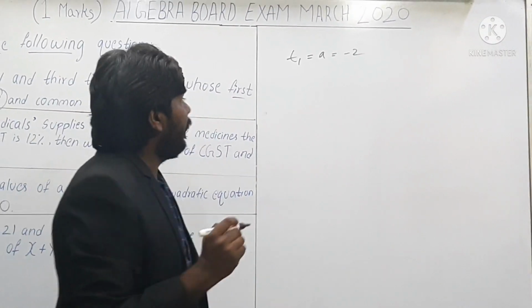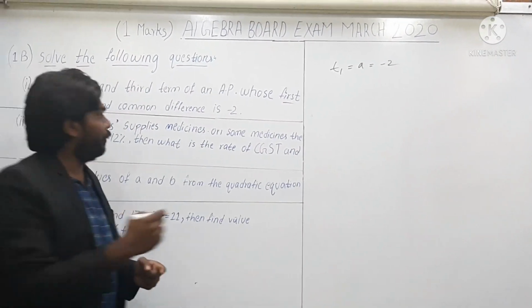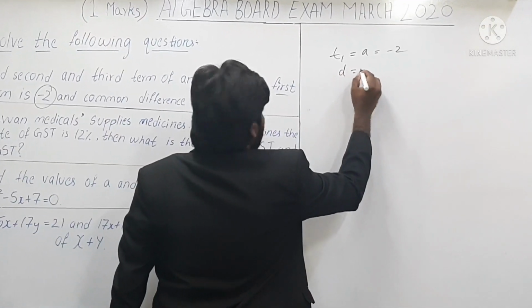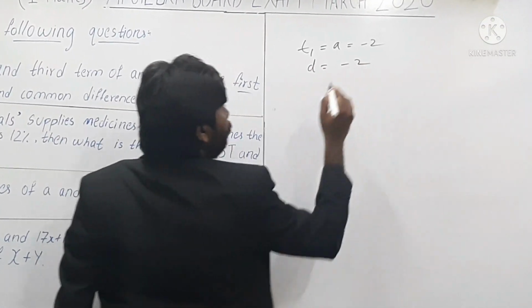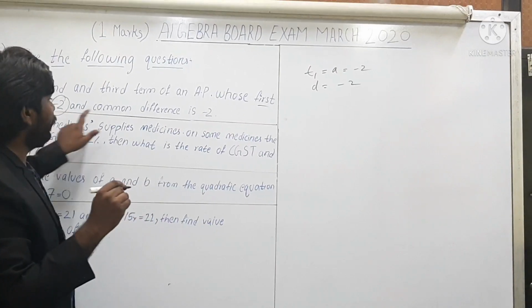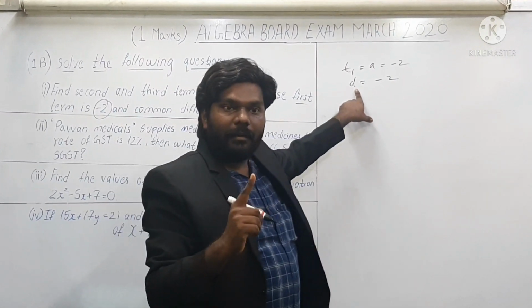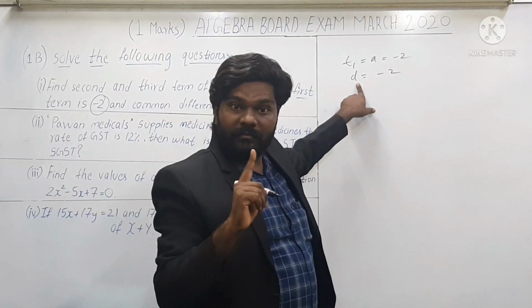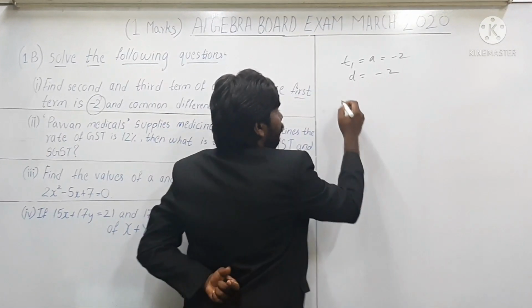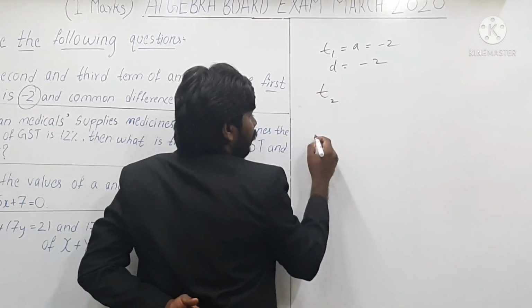Understood? And the common difference is denoted by D. So D is -2. First term is -2 and the common difference is also -2. I need to find the second term and the third term, that means T2 and T3.